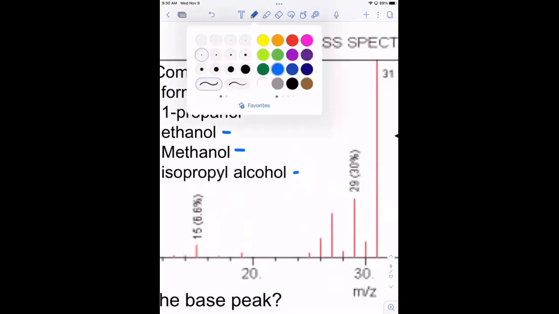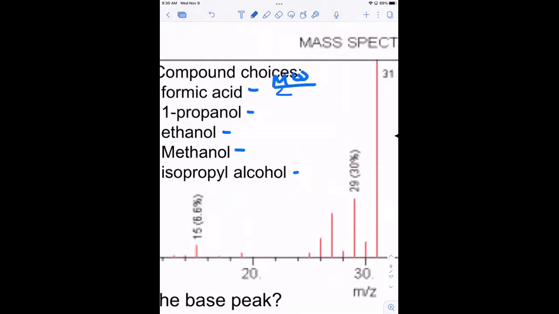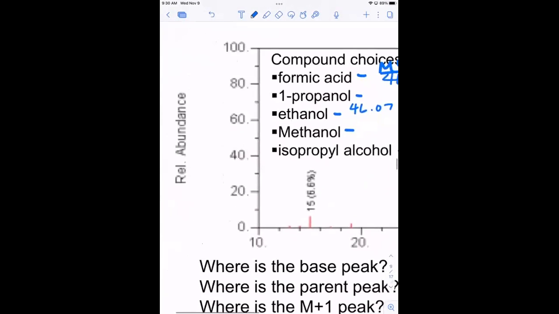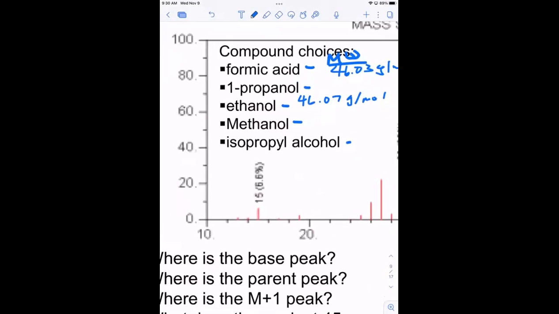Sir Papa just said it, but the formic acid is 46.03 grams per mole. For ethanol, I got 46.07. Okay. Anybody got one propanol? One propanol and isopropanol are probably going to have the same molecular weight. We're going to draw them out too, so we can see them. But isopropanol and one propanol are isomers of one another, so they're going to have the same molecular weight. So if you get one, we can use that for the other one.